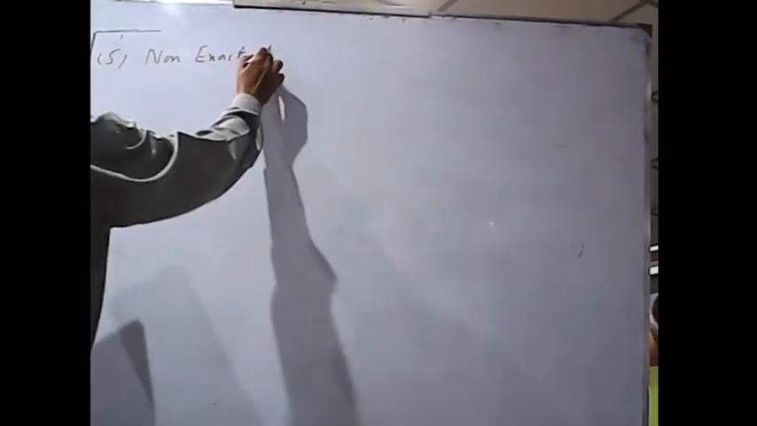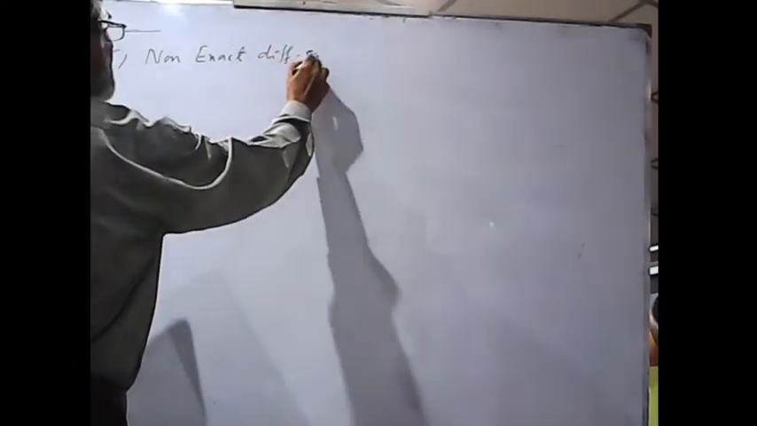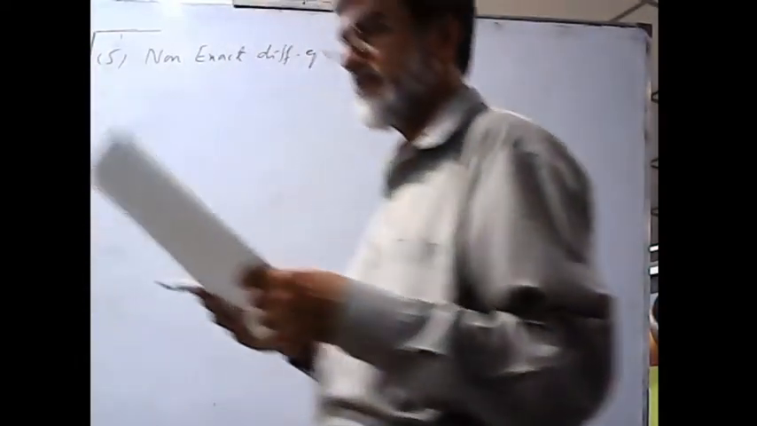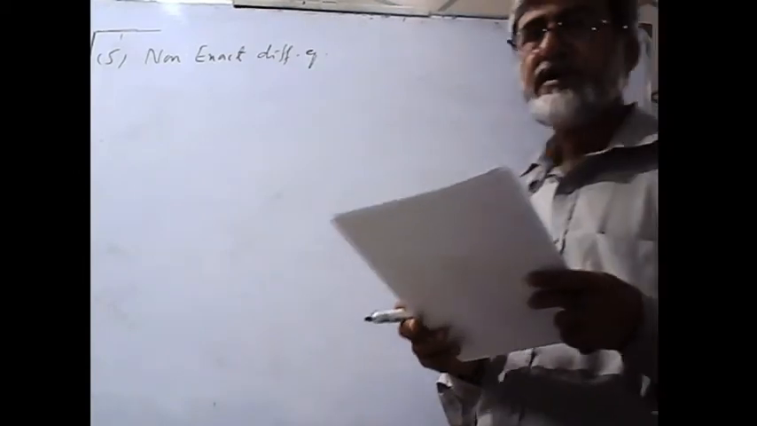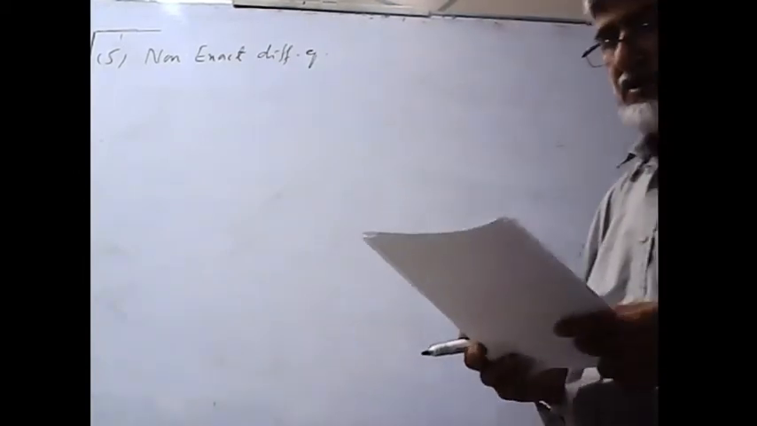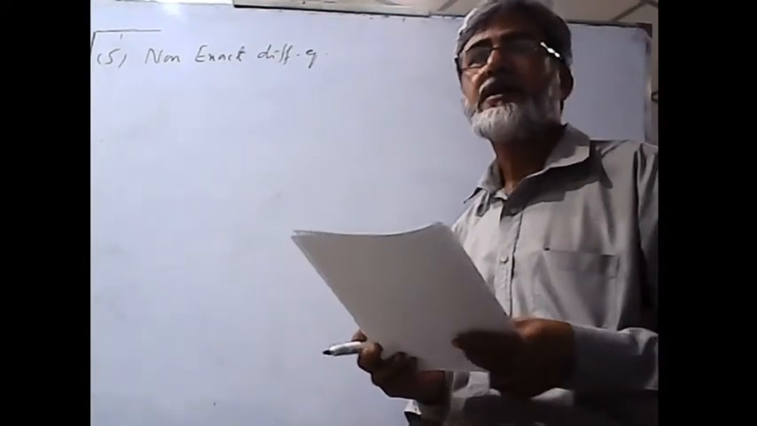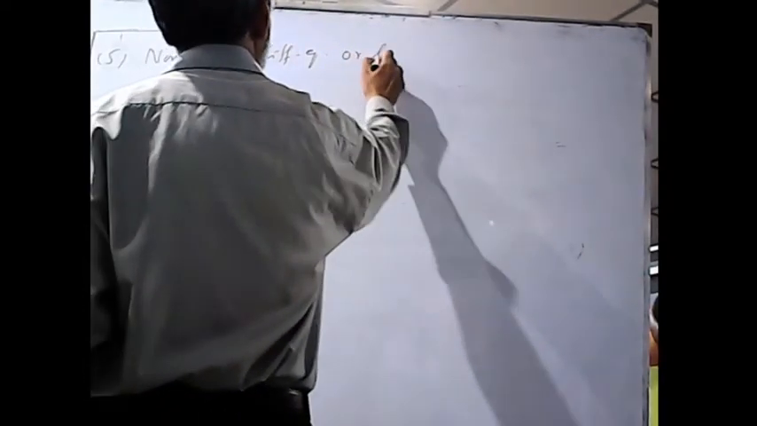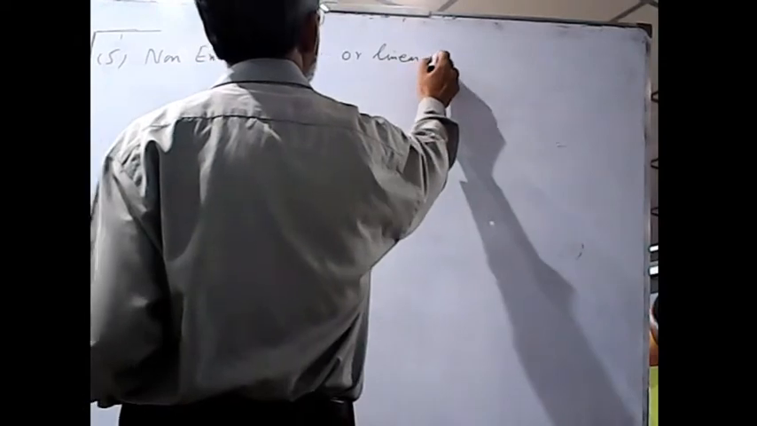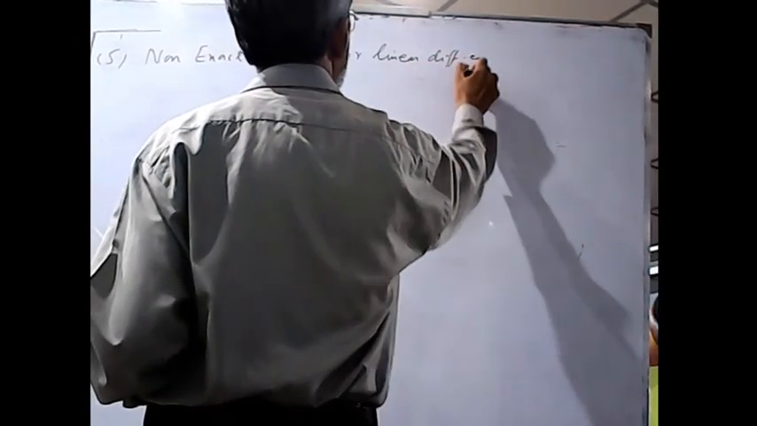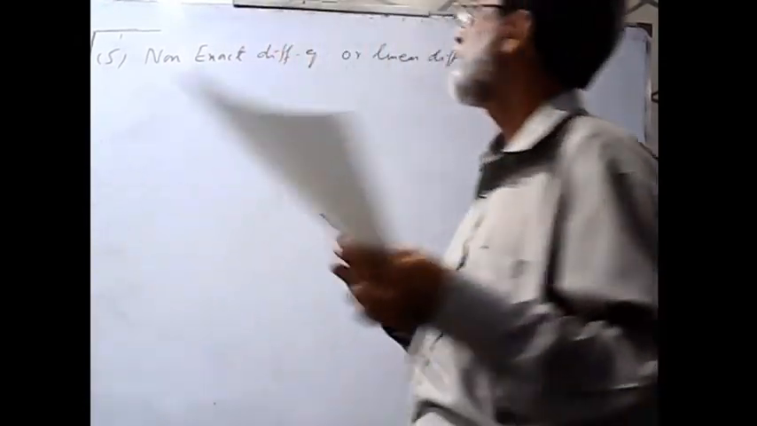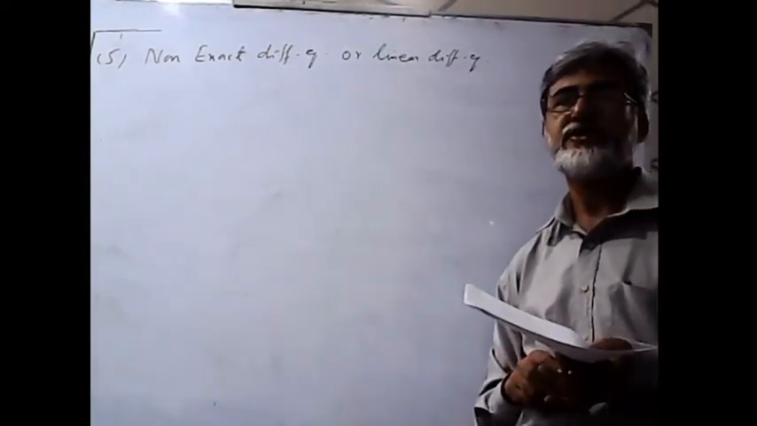In the sequence of exact differential equations, the next form is the non-exact differential equation. Generally, a non-exact differential equation is identified by a linear differential equation. You can say non-exact or linear differential equation.